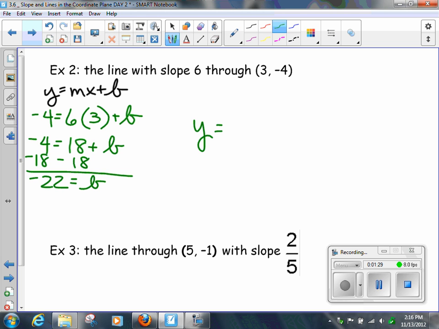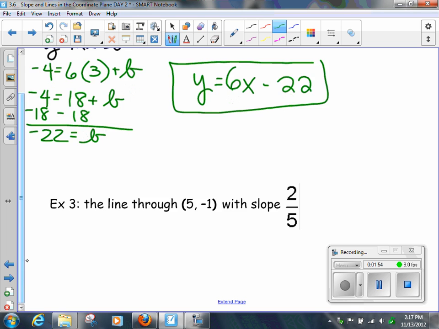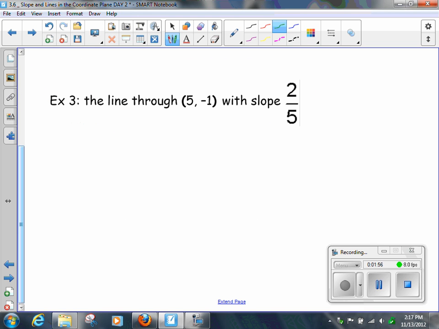What's my slope? 6 is my slope, which was given. 6x what? Minus 22. 6x minus 22. Facile, difficile? Facile, same thing we did last week. Let's look at the one at the bottom. Same thing we did. Okay, we did this last week. It's got a fraction. Let's go on and take care of the fraction, okay?